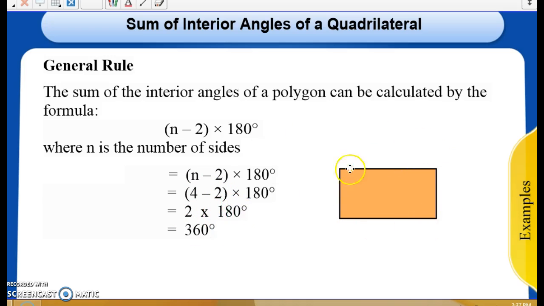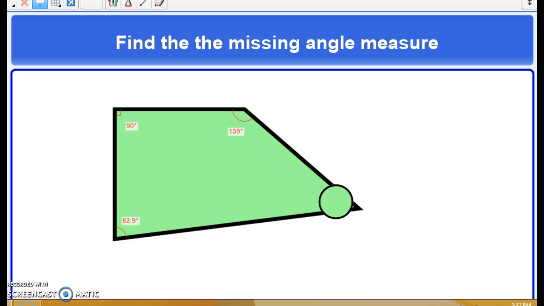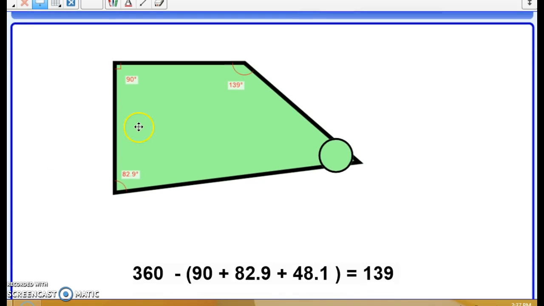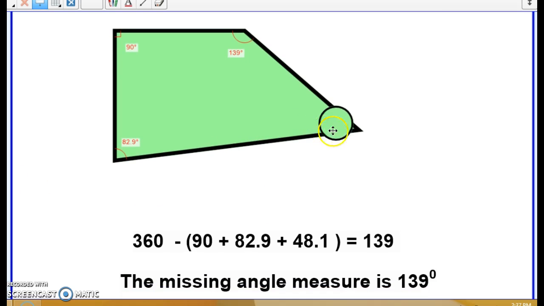So all four-sided shapes are going to have angles that add up to 360. So if I have one 90-degree angle, another 139-degree angle, and an 82.9-degree angle, well, I know 360 minus all those means that this last angle is going to be 48.1.